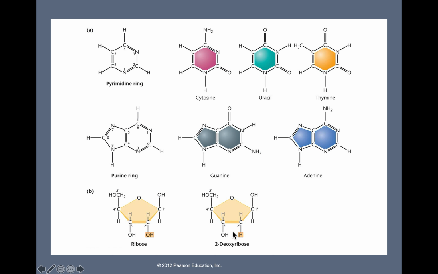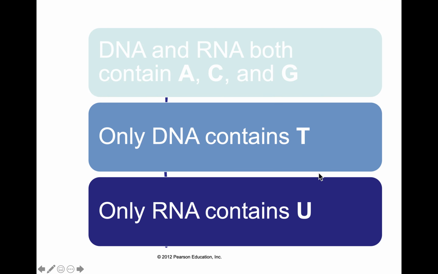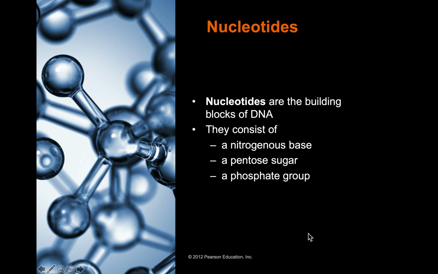So what's the difference between a pyrimidine and a purine? The pyrimidines are single-ringed structures, as you can see here, and they are cytosine, uracil, and thymine, whereas purines are double-ring structures, and they are guanine and adenine. So DNA and RNA both contain adenine, cytosine, and guanine. DNA contains thymine, whereas RNA contains uracil. So as I said, nucleotides contain a nitrogen base, a pentose sugar or a 5-carbon sugar, and a phosphate group. And these are the building blocks of DNA.